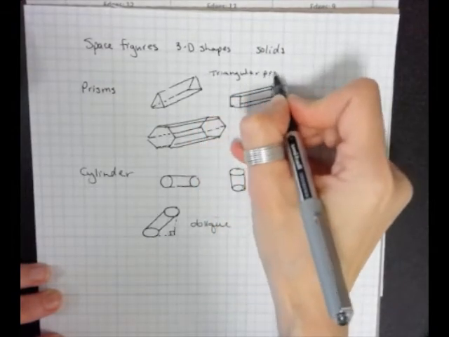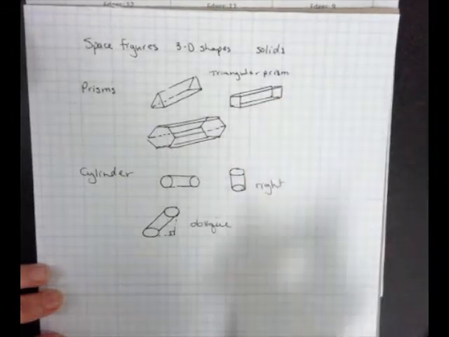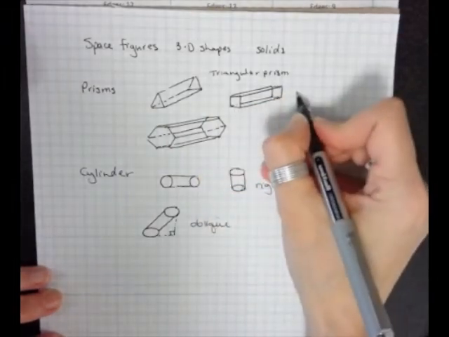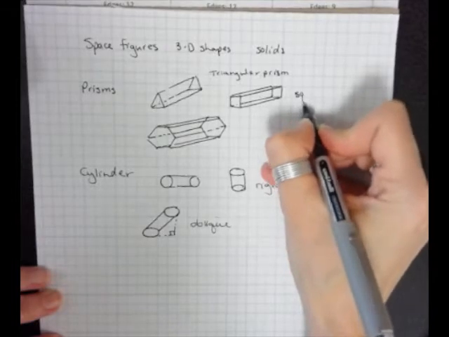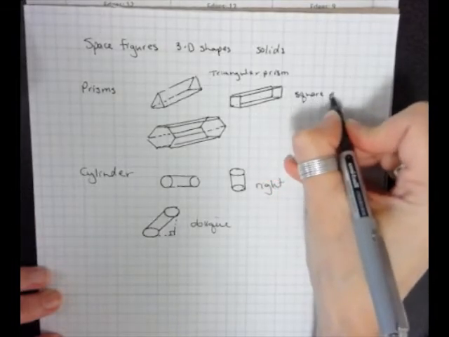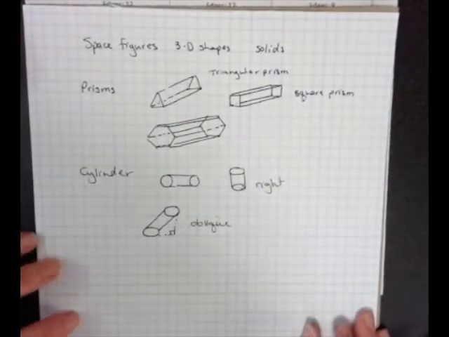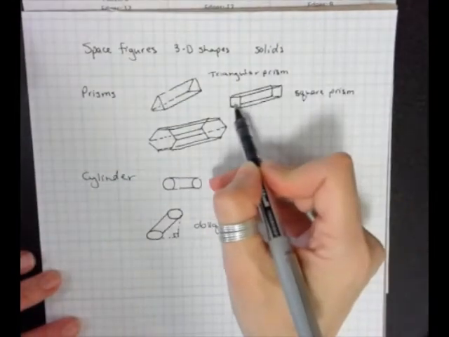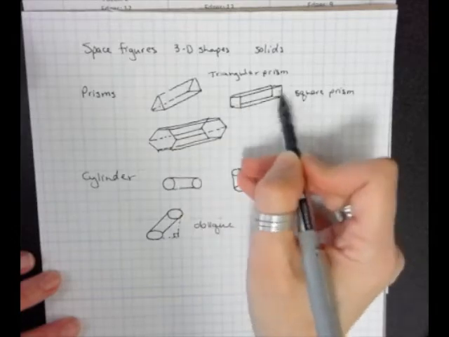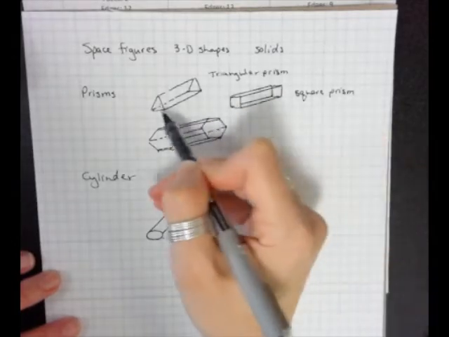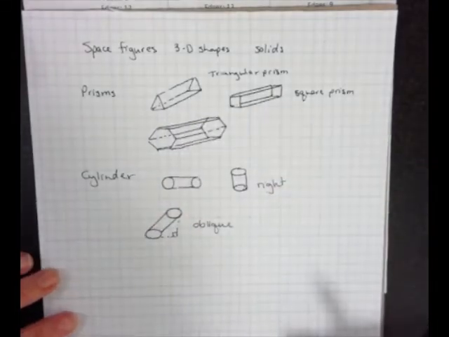This one is called a triangular prism, excuse me, prism. Pyramids are later. This one is called a square prism. We can also call this one a cuboid, but I'm going to call it a square prism because the bases, these two things, are squares. This one's triangular because these two things are triangles.